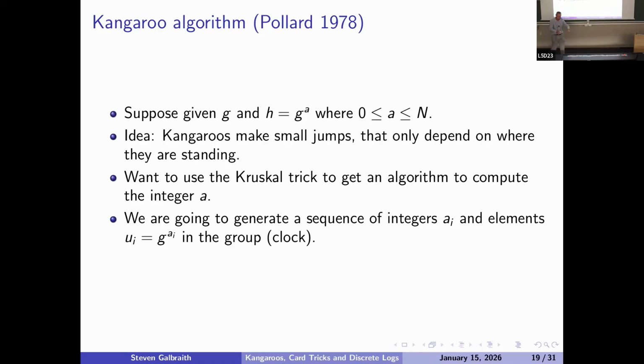The a_i are integers, so we can think of them as being well ordered in a linear way: 1, 2, 3, 4, 5, 6, 7, 8 are the integers. The a_i are going to be increasing by small jumps. The u_i, which are the group elements, are just going to look like some random sequence, jumping around the group. But it's the exponents that are moving. So the kangaroos are really living in the exponent.